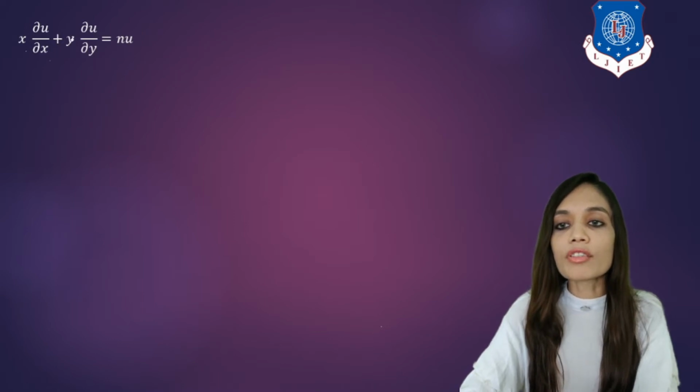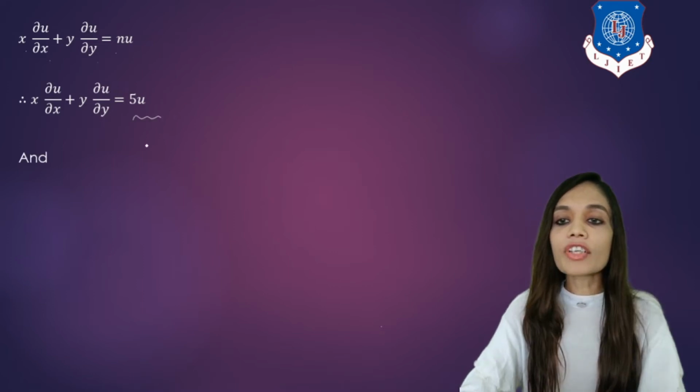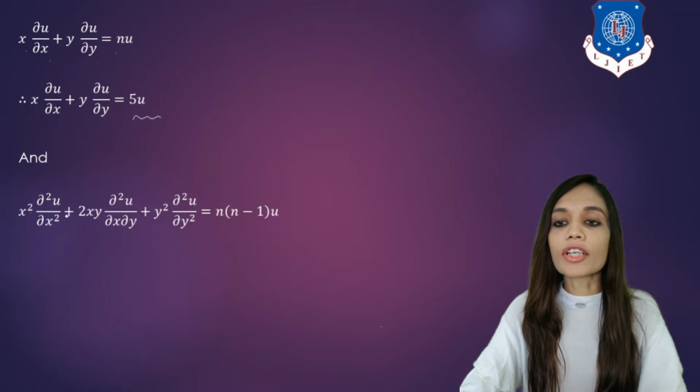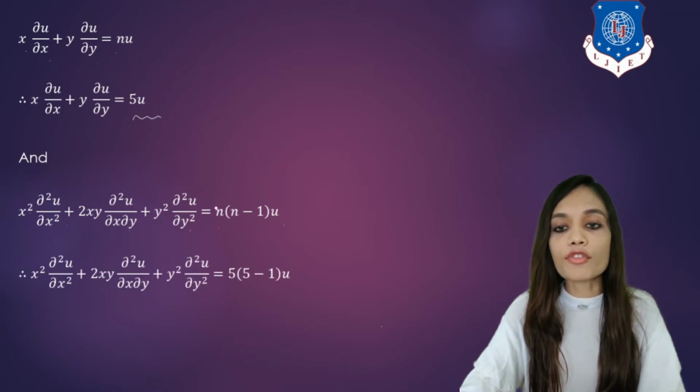So we can apply Euler's theorem, which states if u is a homogeneous function, then x del u by del x plus y del u by del y is equal to nu. So our n is 5. So our answer will be x del u by del x plus y del u by del y is equal to 5u. And next we have to prove that x square del square u upon del x square plus 2xy del square u upon del x del y plus y square del square u upon del y square, which will be given by n into n minus 1 u. Just replace the value of n as 5. So you will get 5 into 5 minus 1 u. So this will be equal to what?